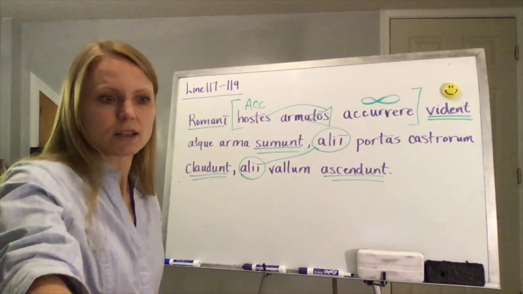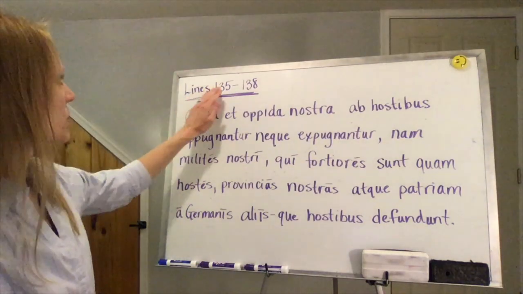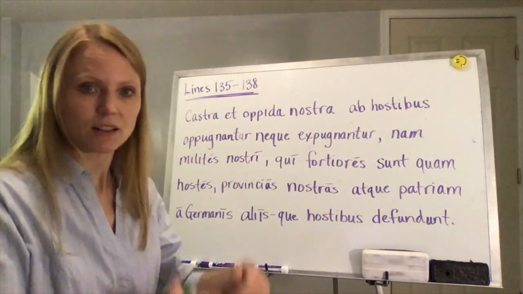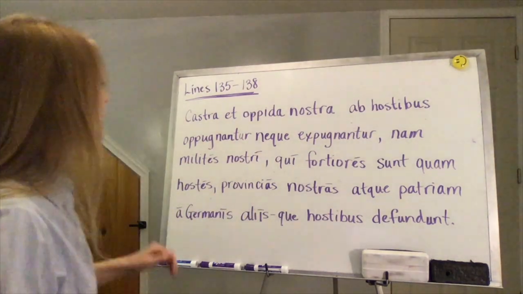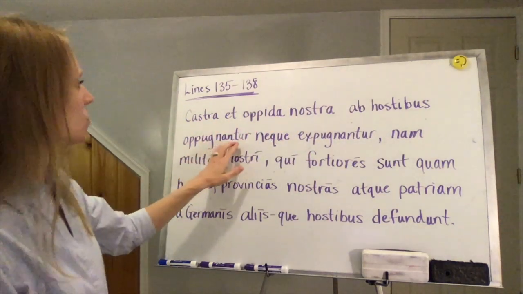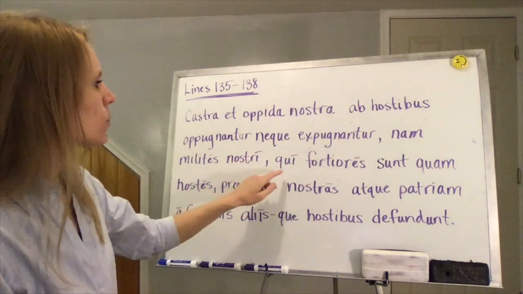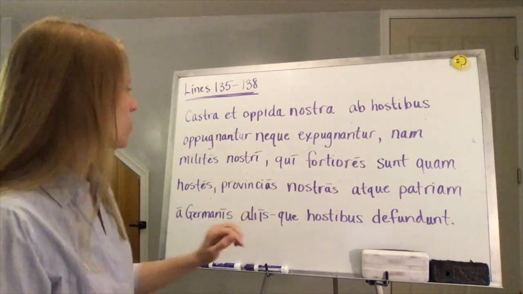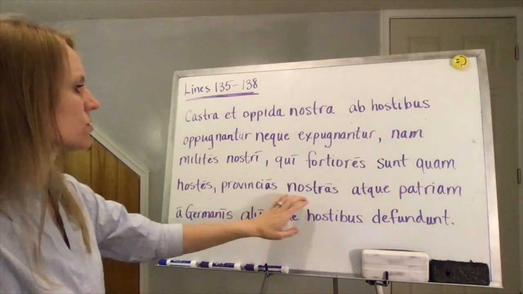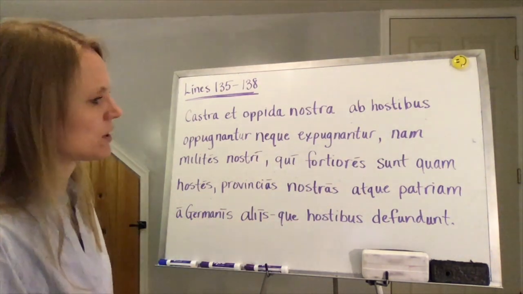I'm going to pause it and splice in the next one. So our second bonus sentence comes from lines 135 to 138. And again, the first thing we're going to do is read it, right? Castra et opida nostra ab hostibus opugnantur, neque expugnantur, nam milites nostri, qui fortiori sunt quam hostes provincias nostras, atque patriam a Germanis alisque hostibus defendant.